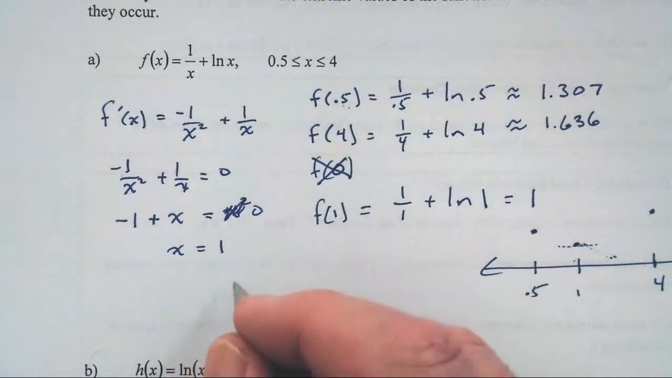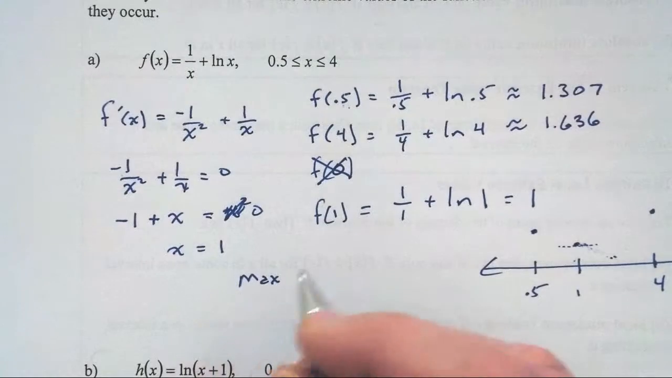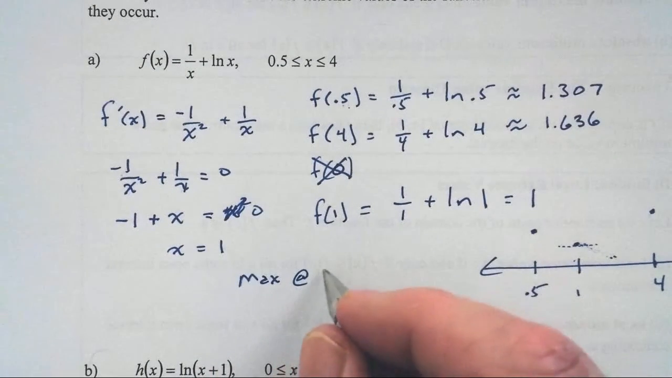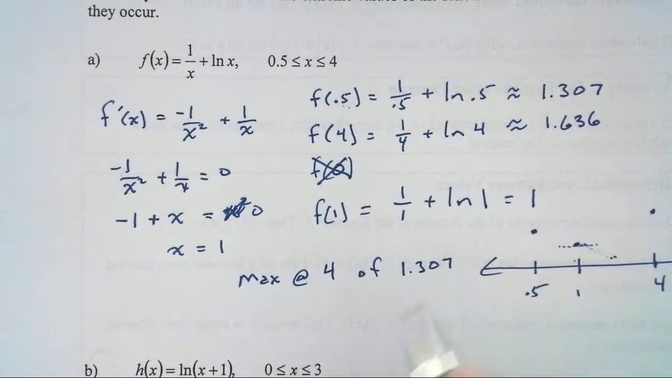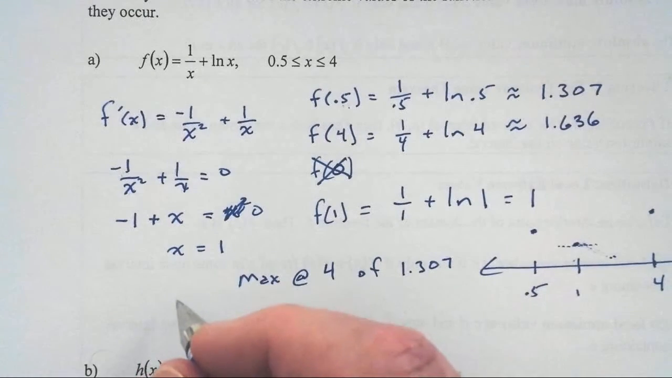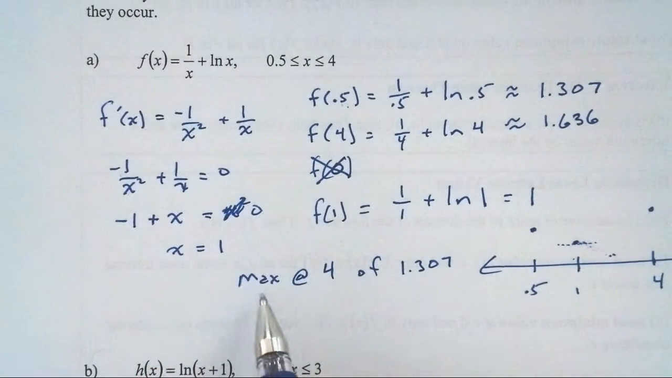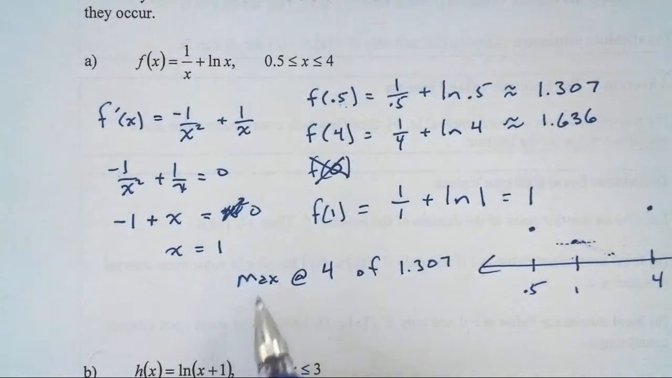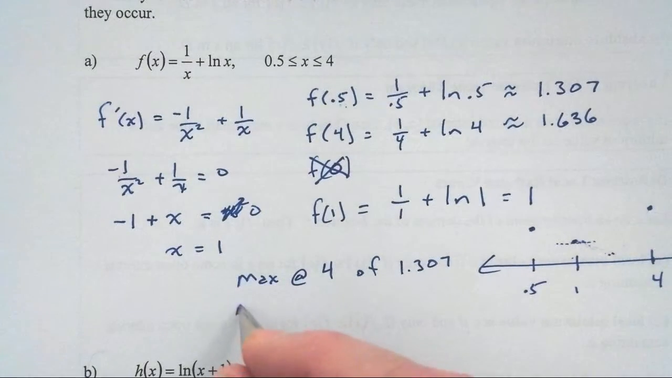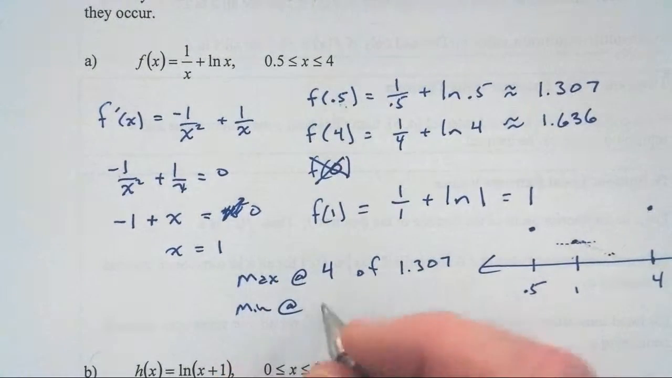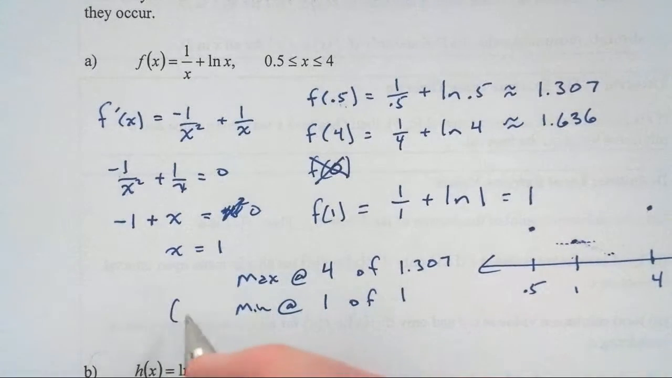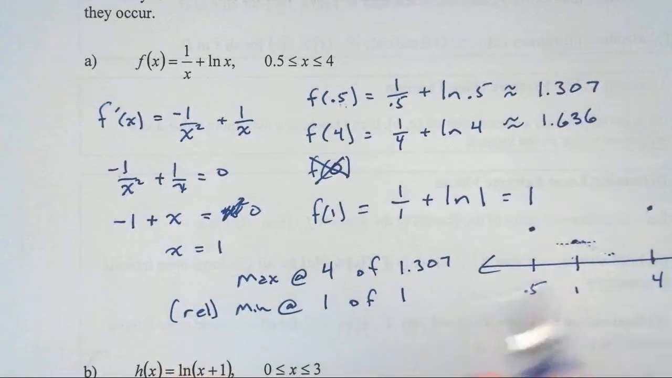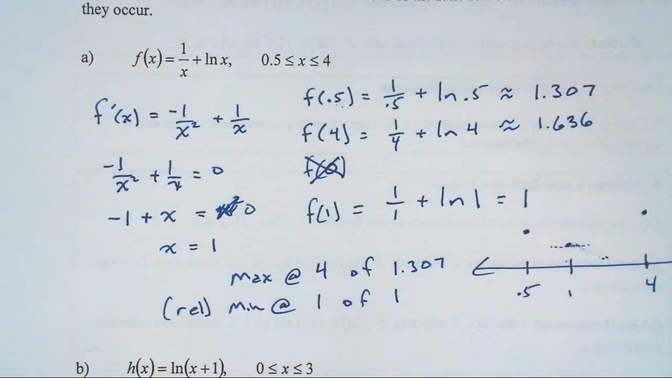So we have a maximum at 4 of 1.636, and that is our extreme maximum. That's actually our maximum. We have a minimum at 1 of 1, and that is also a relative minimum relative to those around us.